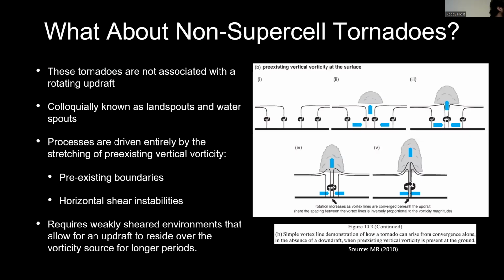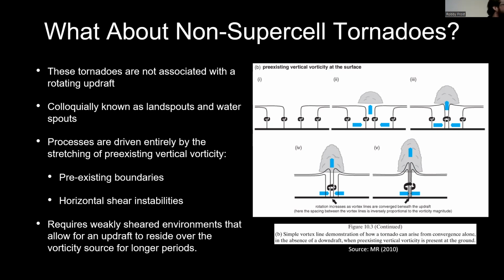So I haven't said anything about non-supercell tornadoes. So I figured I would throw in something in here of the one thing we haven't talked about, the aggregation of existing environmental vertical vorticity. Turns out that's a pretty good way to get land spout tornadoes and non-supercell tornadoes with non-rotating updrafts. So waterspouts, landspouts, gustnados, that sort of thing.